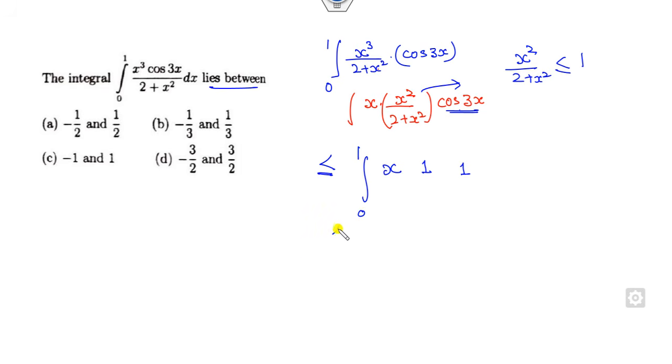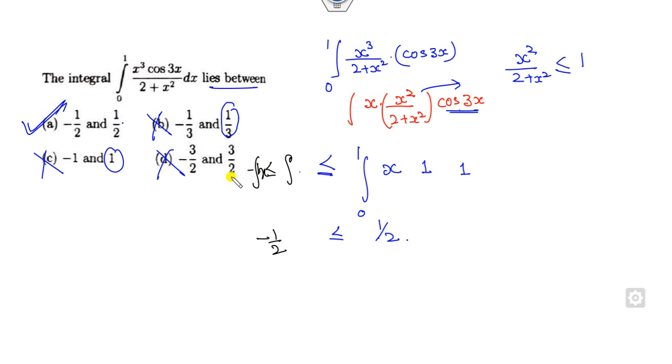So what is the upper limit of this? Integration of this will be half. So upper limit is 1 over 2. This is cancelled, this is cancelled, so this is the right answer. Or if you take the modulus, because cos lies between -1 to +1, I can write it like this: minus half to plus half.